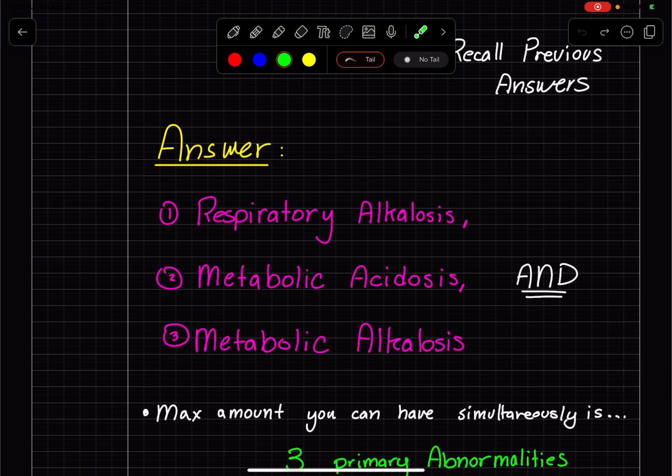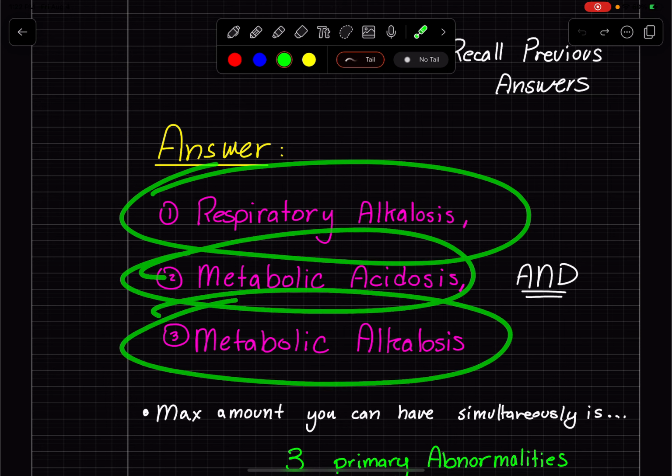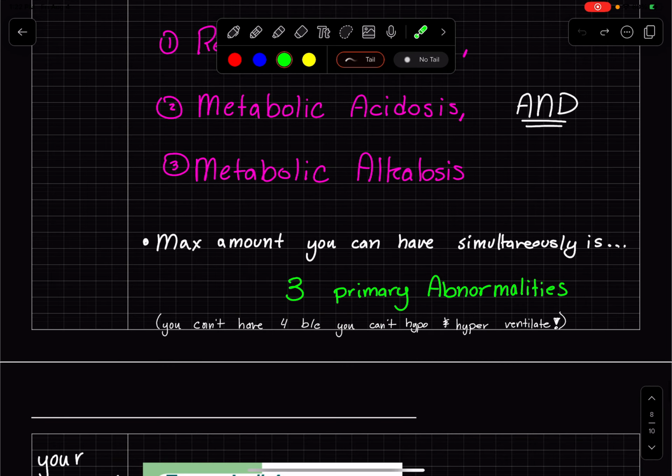Okay? So our total answer choice is respiratory alkalosis, metabolic acidosis, and metabolic alkalosis all at the same time. That's going to be a question. He's going to make it so there's going to be an answer with all three. Please, please, please don't just put one if you calculated all three. You did all that work. Don't waste your time. Don't do all that work and just get it wrong.